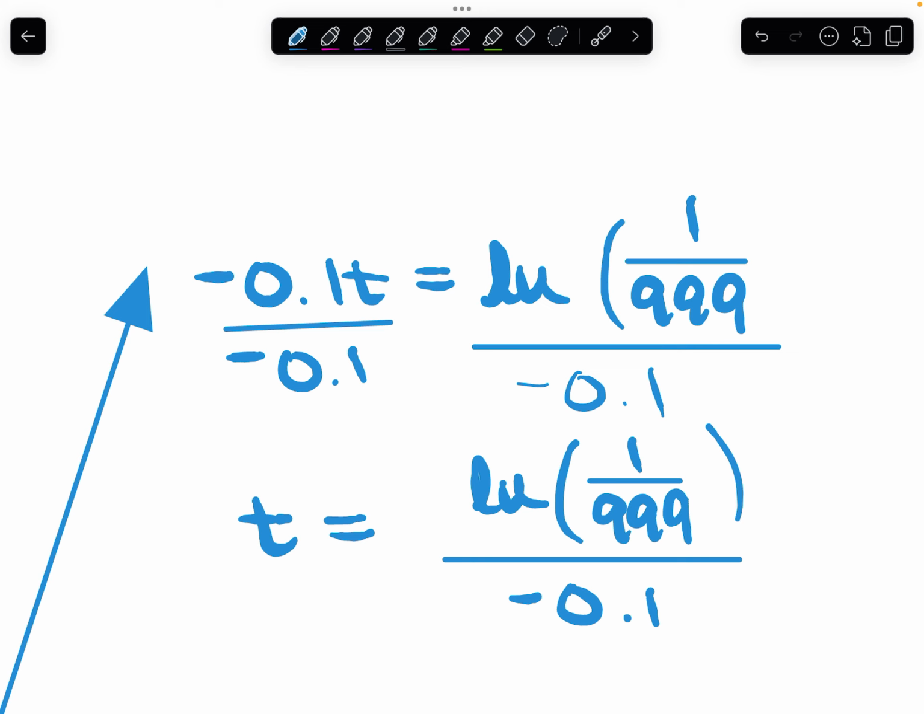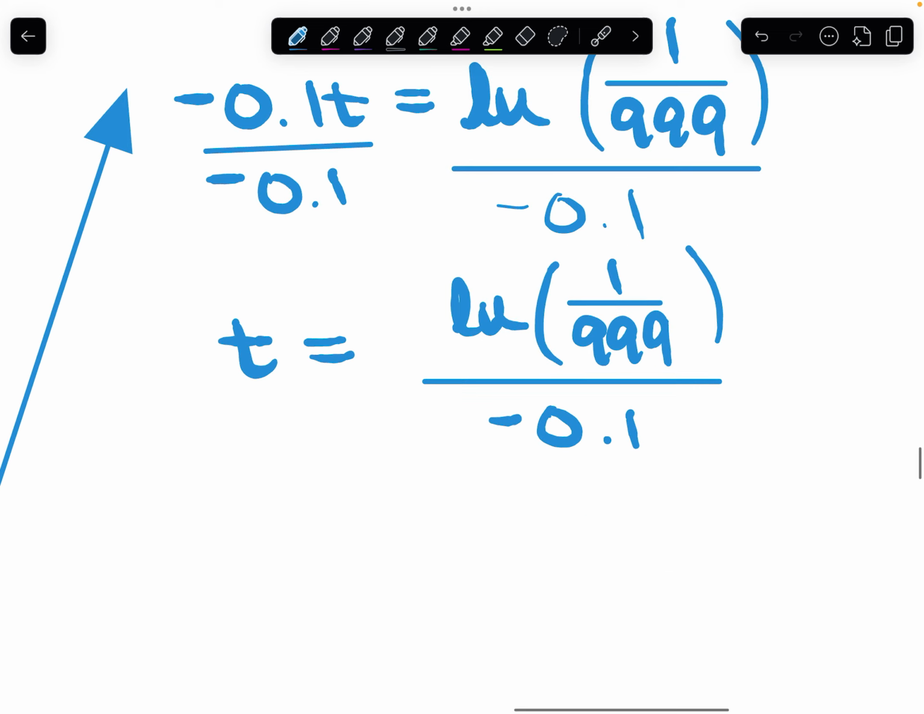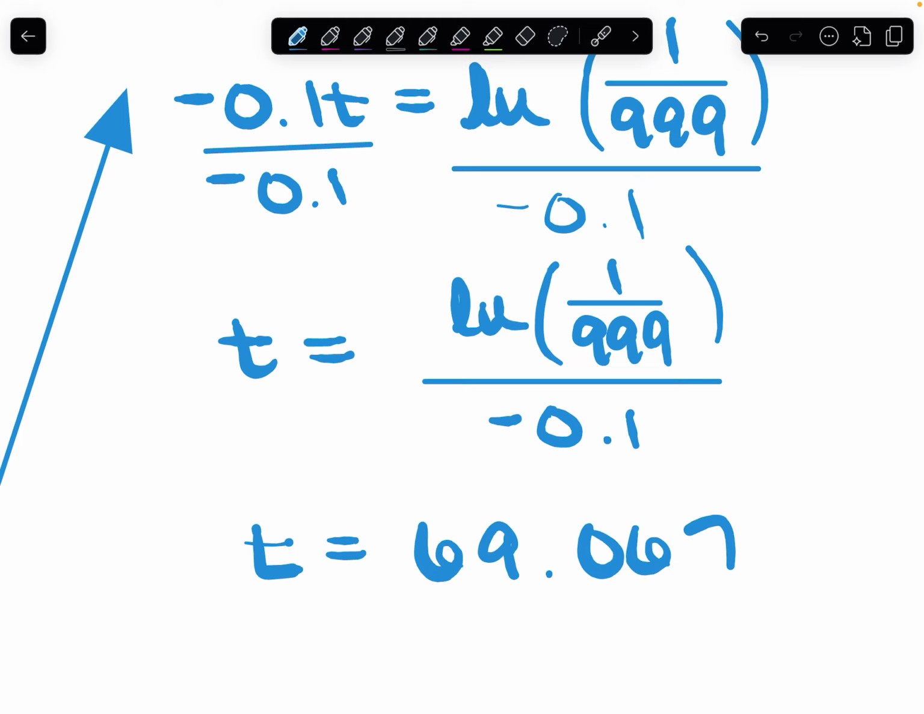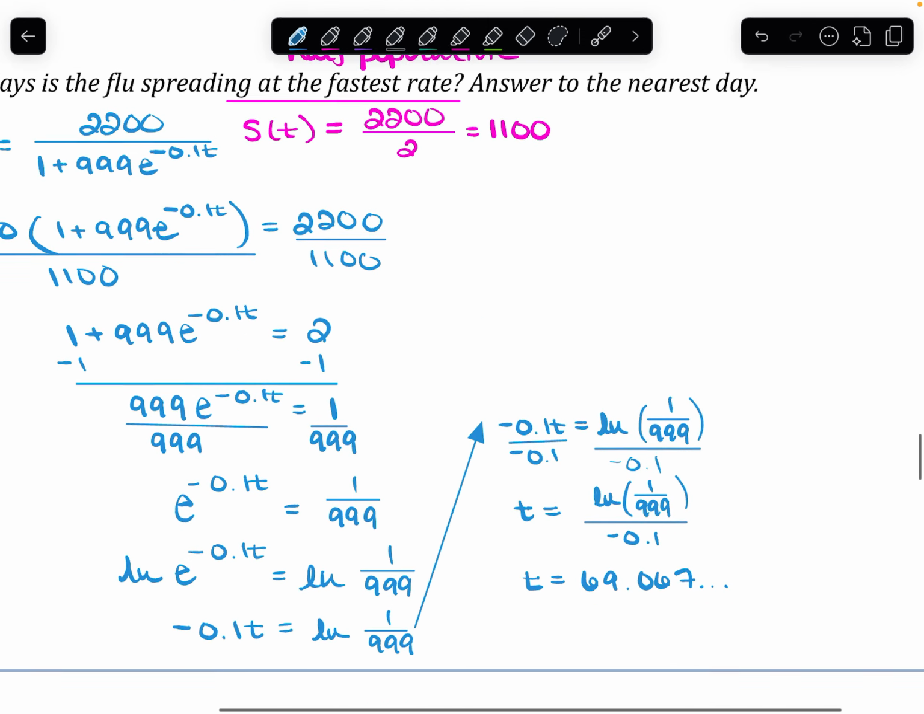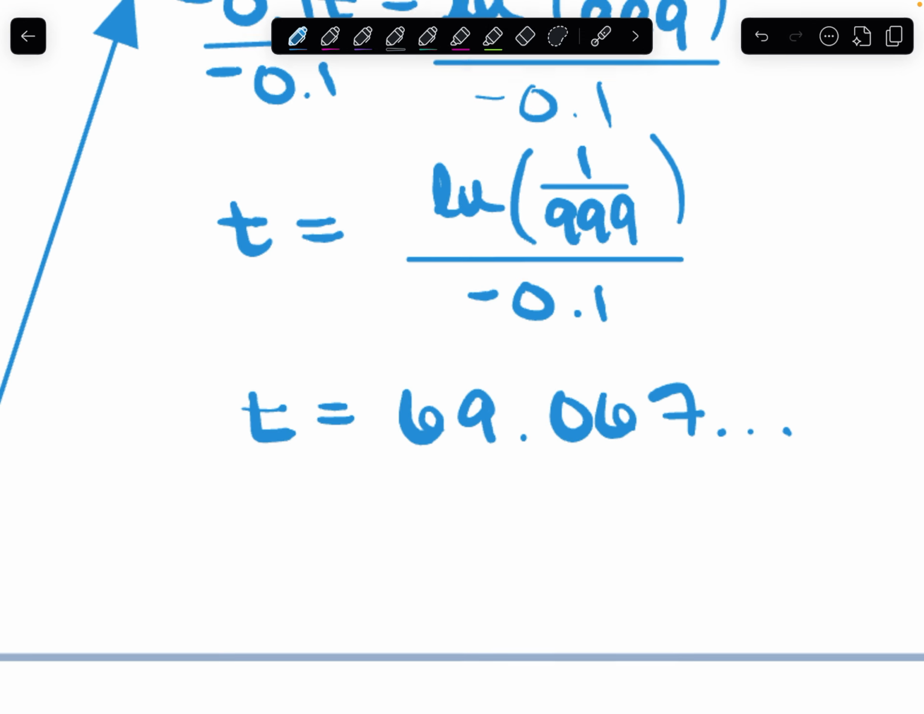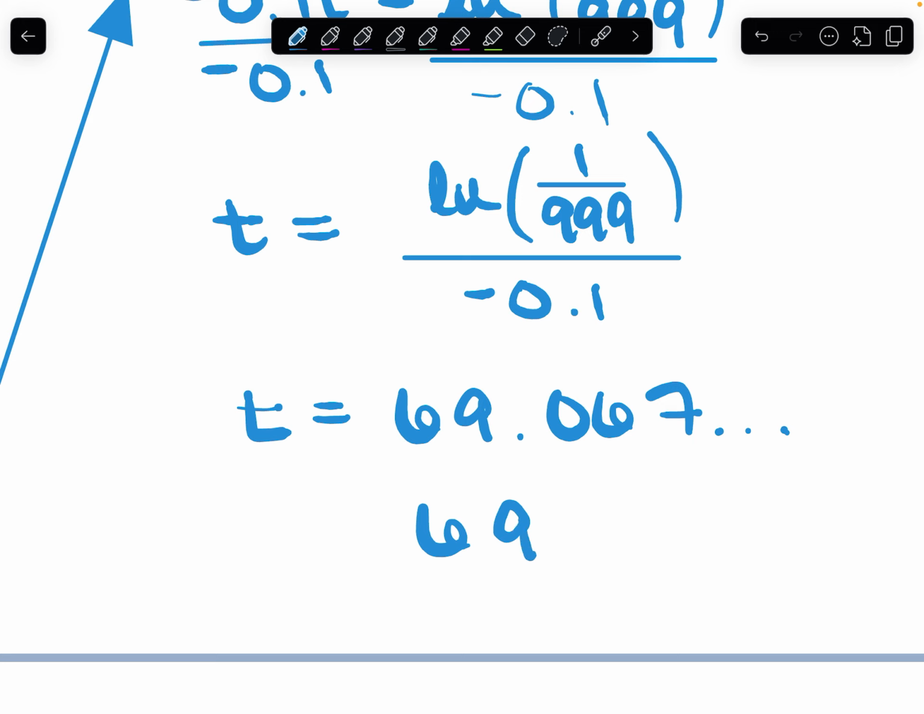So if you want, you could nest that in parentheses. And then we calculator it. So we have typed very carefully, use your fraction templates as needed. 69.067 and some change. Reread. Answer to the nearest day. That would be 69 days.